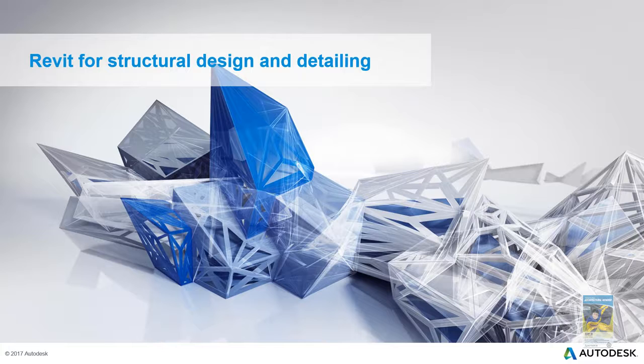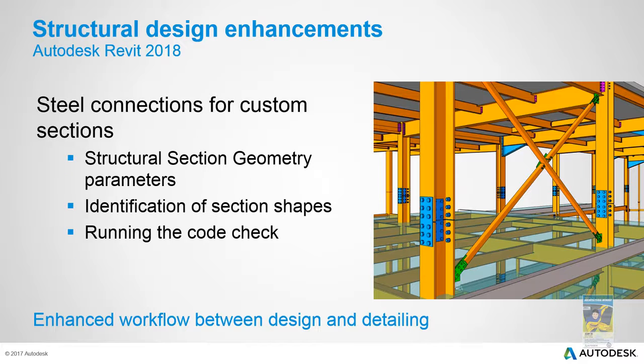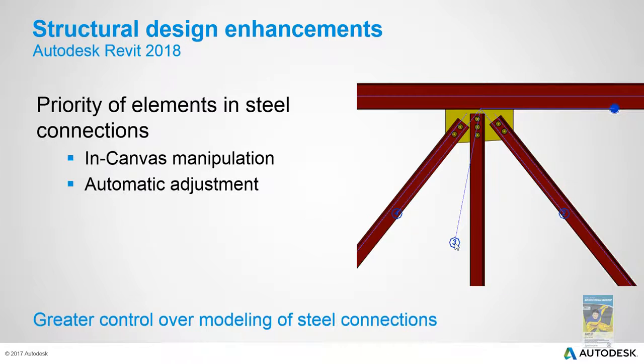In regards to Revit structure, design, and detailing, they have introduced new connection detail types, so that way your library is a bit more extensive to work with. They've also set up steel connections for custom sections and be able for you to identify that section shape a little easier, and complies to running code checks.